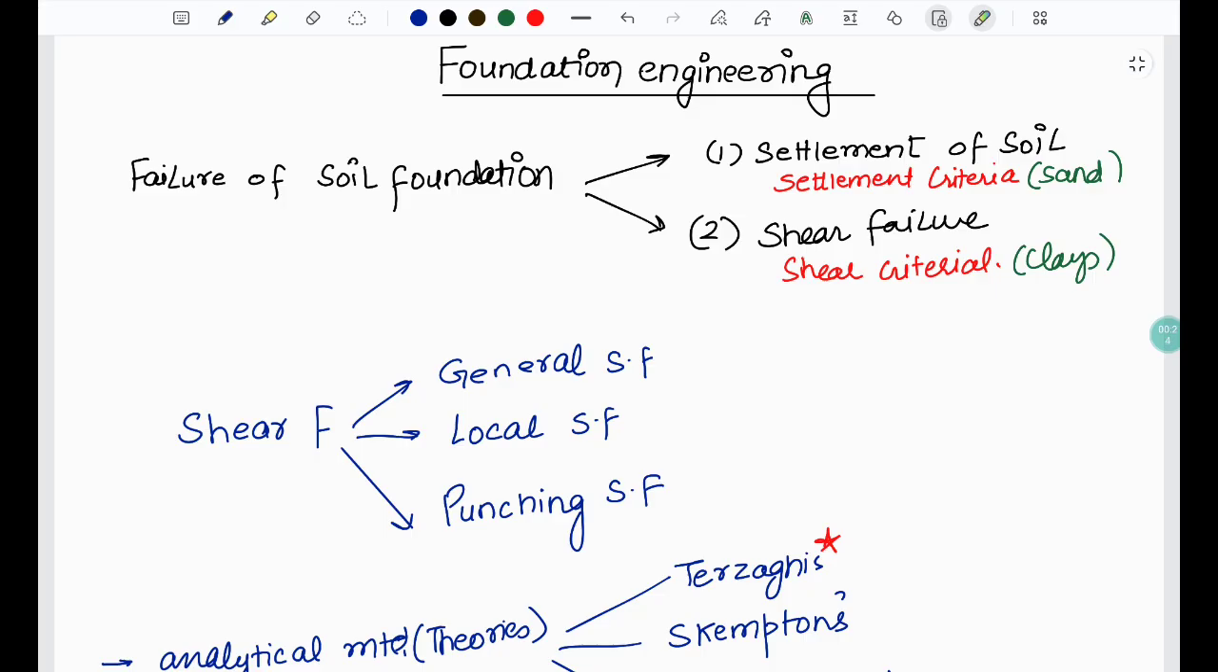Also, we'll see the terms associated with bearing capacity, that is gross pressure intensity, net pressure intensity, ultimate bearing capacity, net ultimate bearing capacity, then there is gross safe bearing capacity, etc. We'll also have some PYQs based on the type of footings, the definitions which are characteristic to each footing.